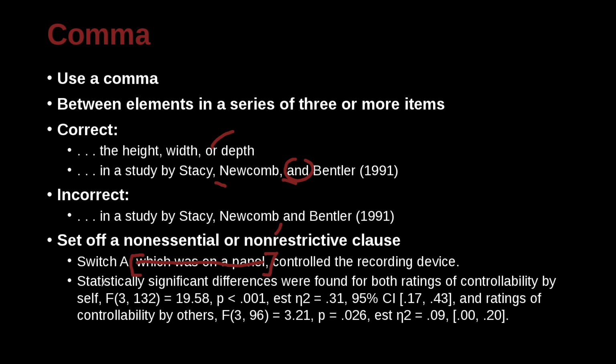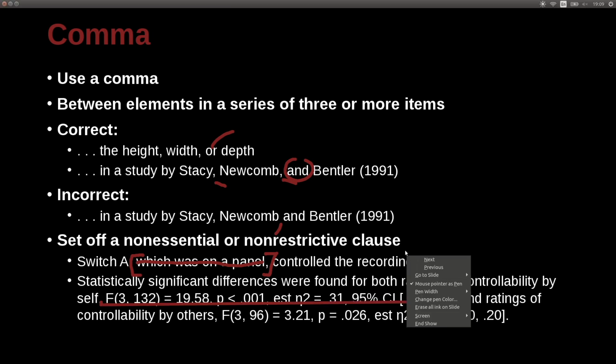Here's another example. Statistically significant differences were found for both ratings of controllability by self, F3, 132 equals 19.58, p-value less than 0.001, and so on. And then down here we have a comma. And ratings of controllability by others, comma, and so on. Okay, so what are we doing here? We're putting a comma here, and we're putting a comma down here.